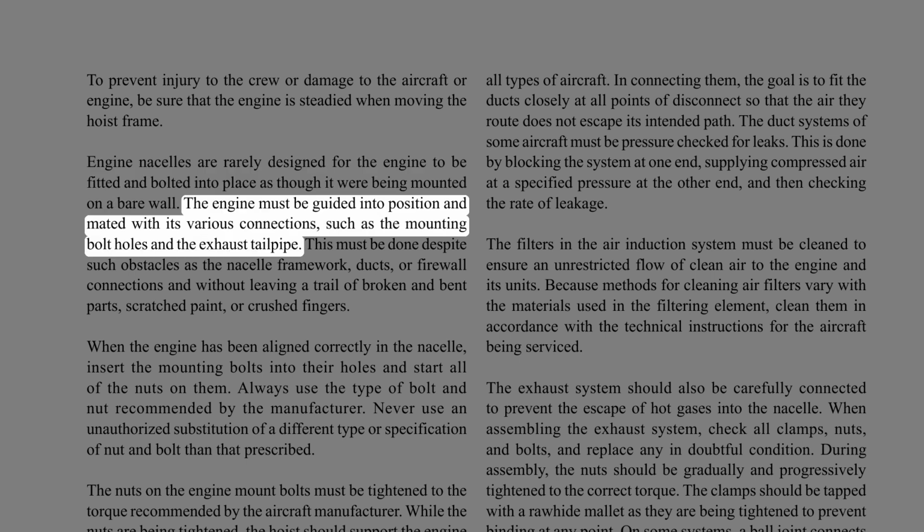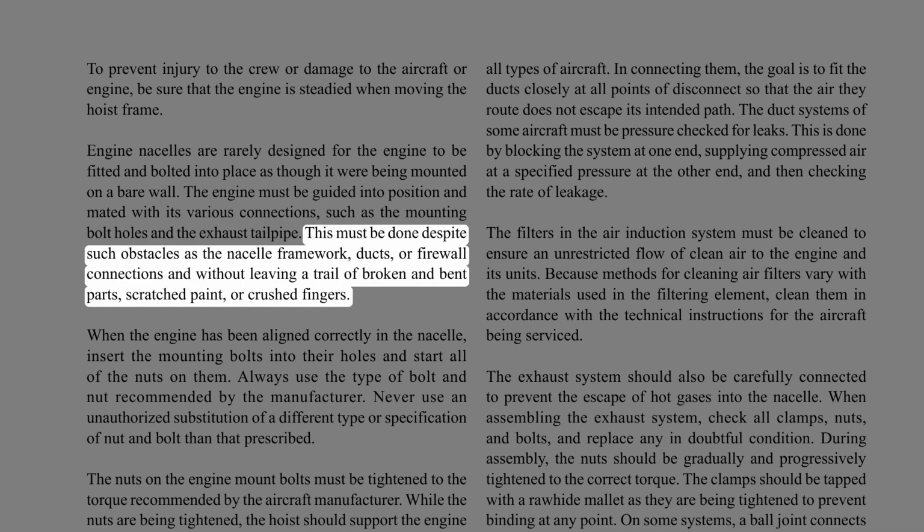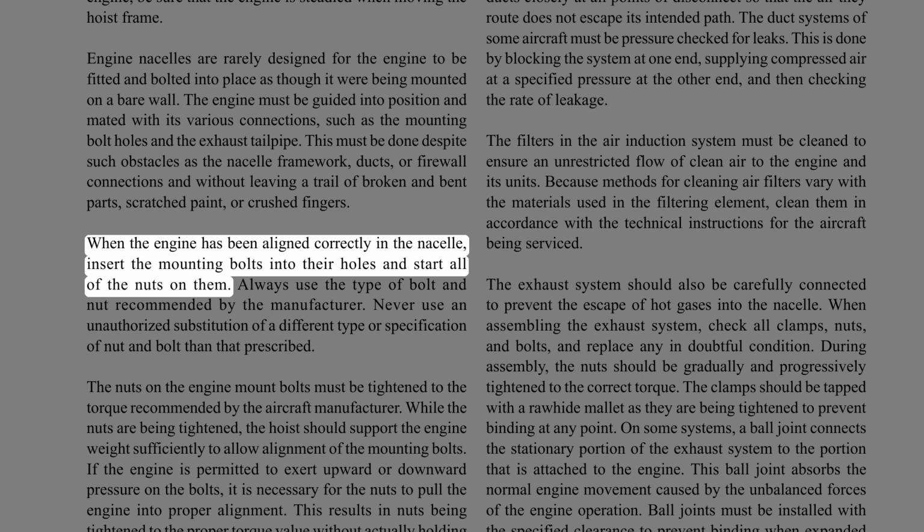The engine must be guided into position and mated with its various connections, such as the mounting bolt holes and the exhaust tailpipe. This must be done despite such obstacles as the nacelle framework, ducts, or firewall connections and without leaving a trail of broken and bent parts, scratched paint, or crushed fingers. When the engine has been aligned correctly in the nacelle, insert the mounting bolts into their holes and start all of the nuts on them.